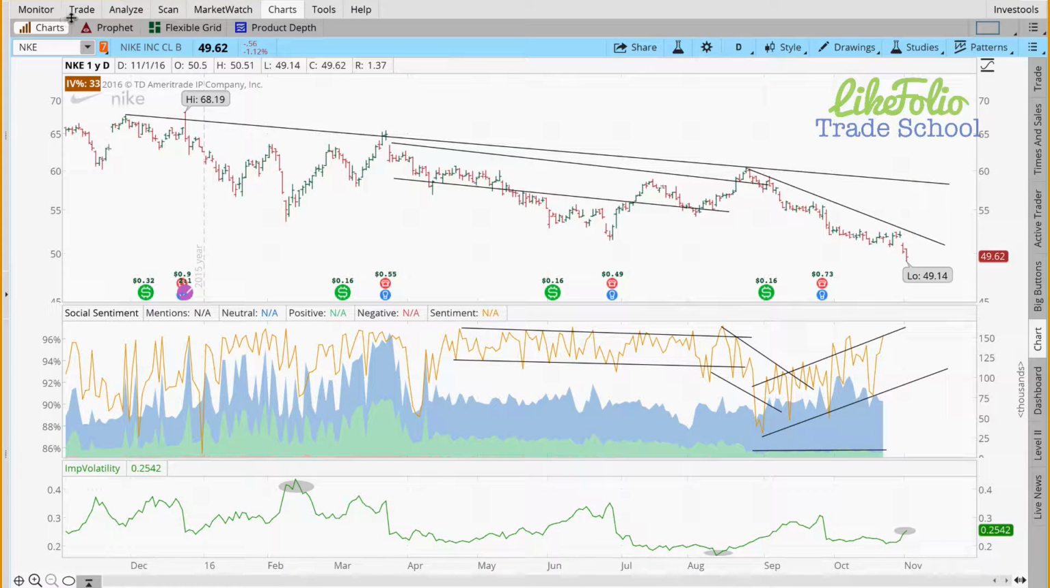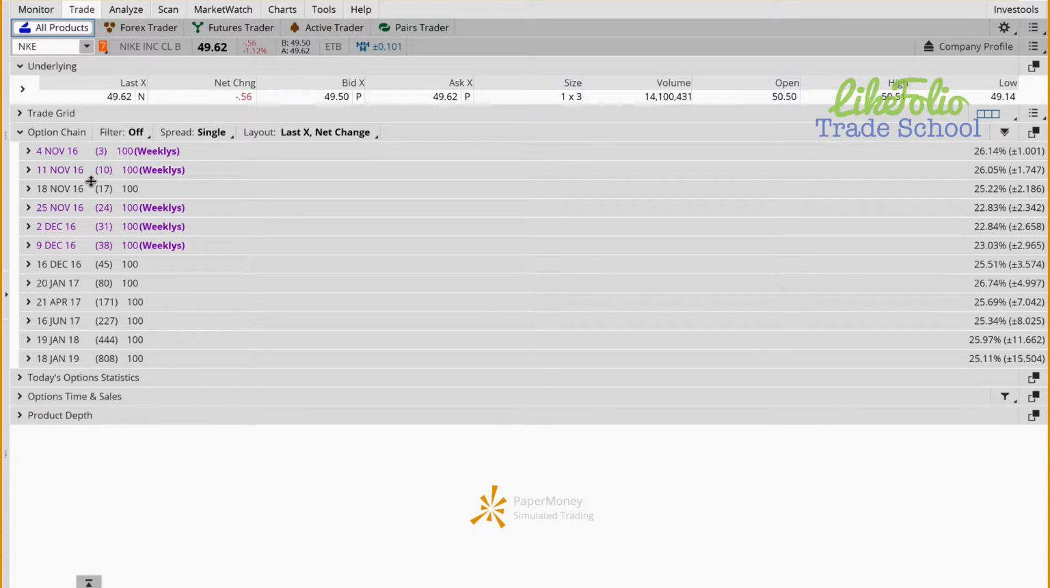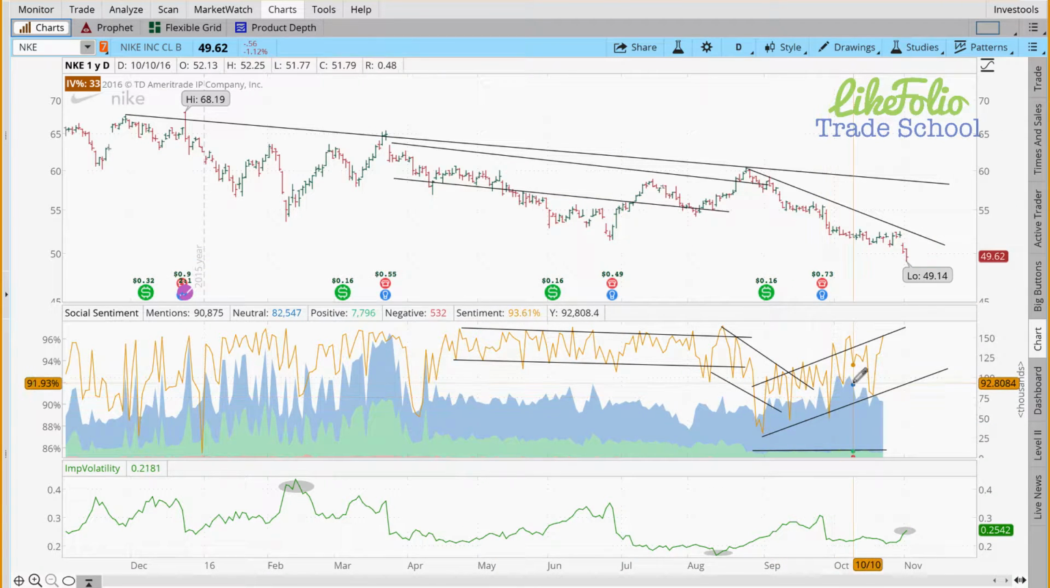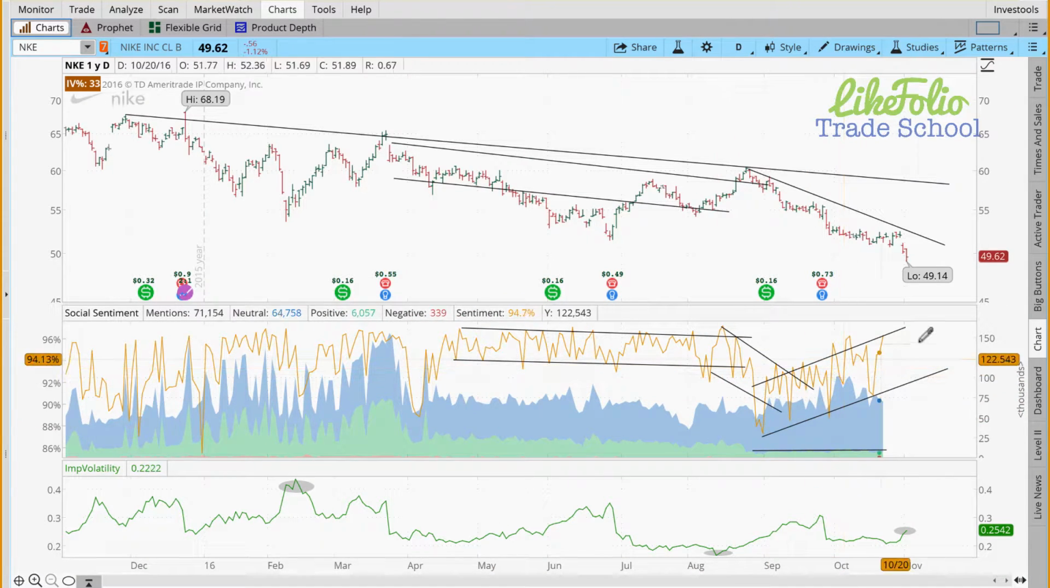So we would go over here to the trade tab next and take a look at the different option chains offered in Nike. I do want to give this observation I made in sentiment a little time to play out. I never expect social sentiment to play out the next day. Something I see in social sentiment, I don't expect it to play out within a week or two. It's more of a longer-term observation. So it's a forward-looking observation.